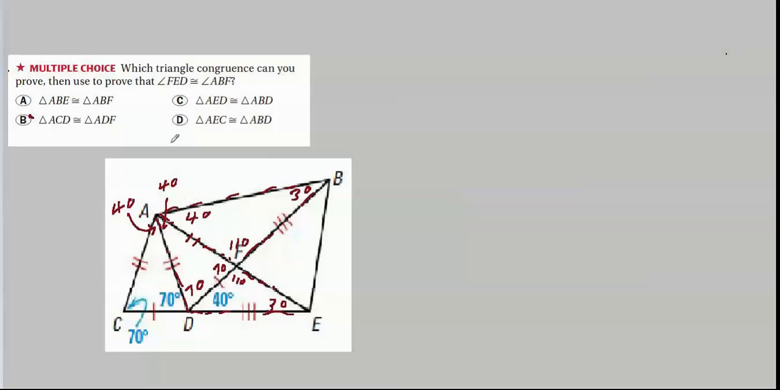It says multiple choice, but it's really multiple step. First we show two triangles are congruent, use that congruence to show two other triangles are congruent, and then show that the corresponding angles must be congruent. Okay, that's about it.